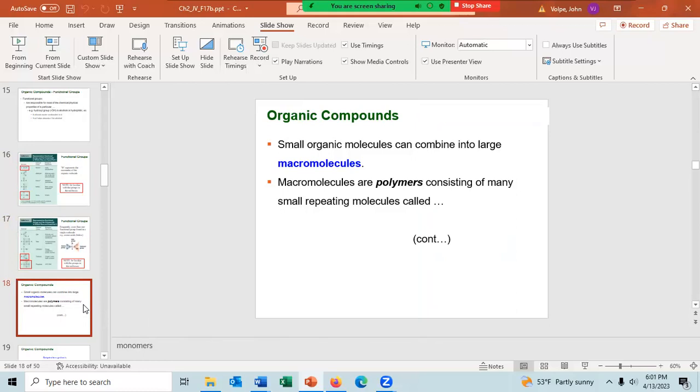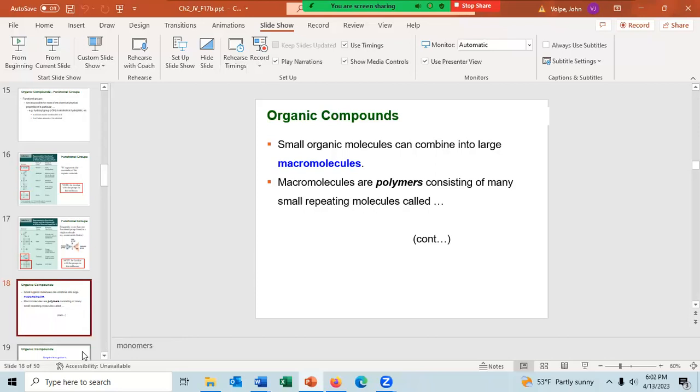All right, when we're talking about the organic compounds, we have different sizes of them. For most of the four biological molecules, if it's a large molecule, it will be made up of smaller molecules. So small organic molecules can combine into the larger macromolecules. The macromolecules we call polymers, and they consist of many small molecules called monomers.